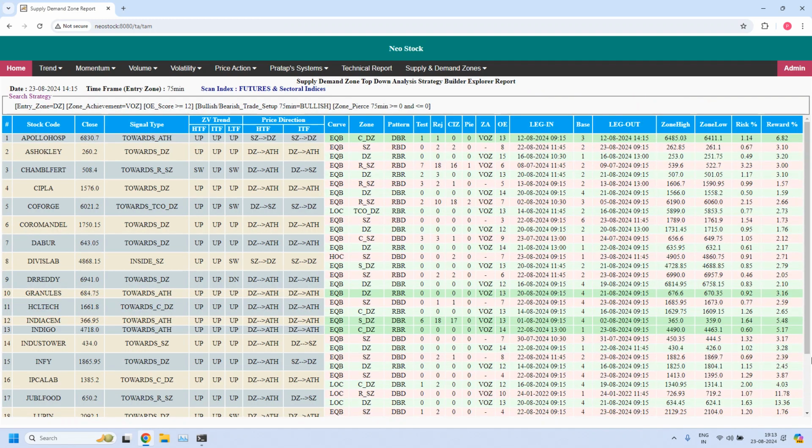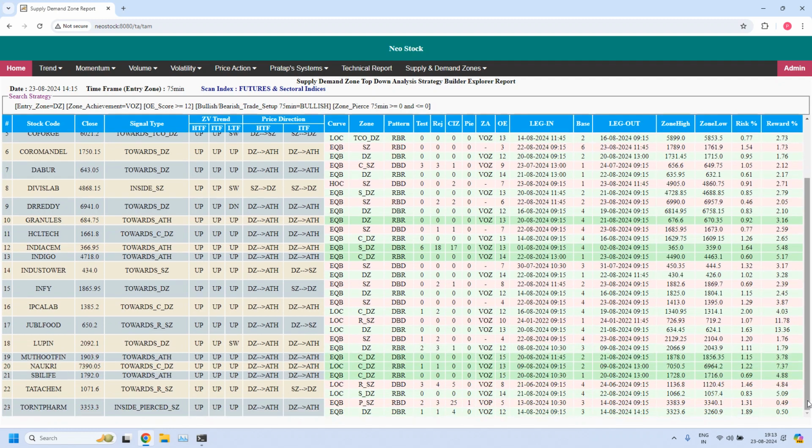So all these stocks are supporting the bullish trade setup for weekly income trade. Let me scroll the list down. So 23 stocks are filtered. Out of these 23, how many are having ITF confluence? What is ITF? Daily. So the 75 minutes demand zone and the daily demand zone confluence.